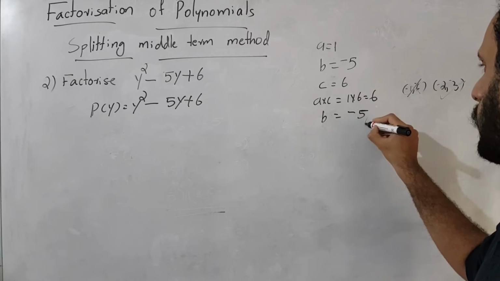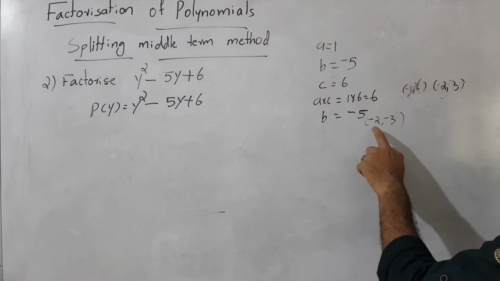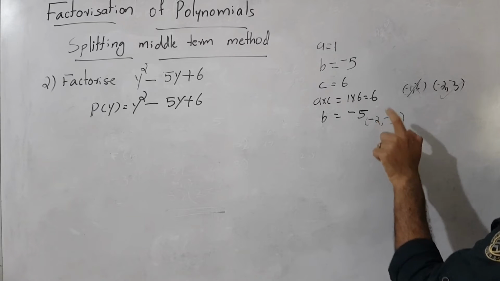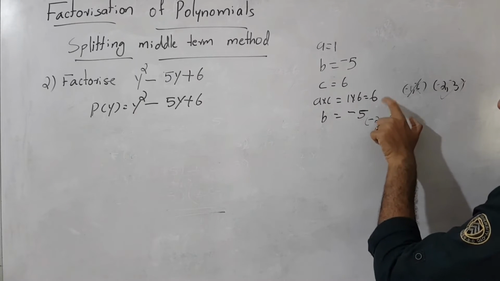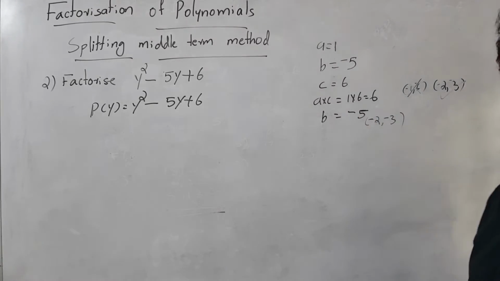So what is the pair satisfying these two conditions? Minus 2 and minus 3. Why? Because minus 2 into minus 3 is equal to 6, and minus 2 plus minus 3 is equal to minus 5.